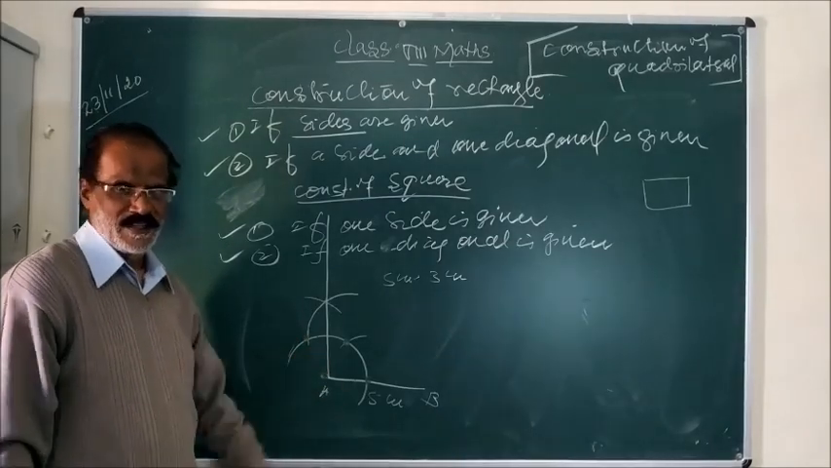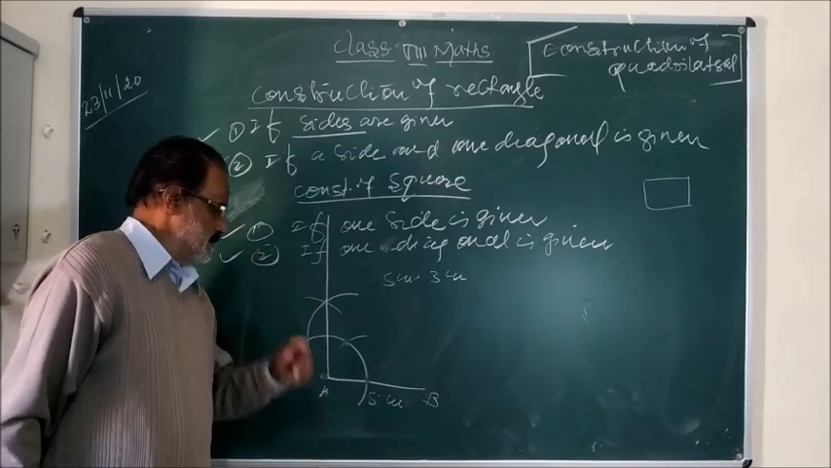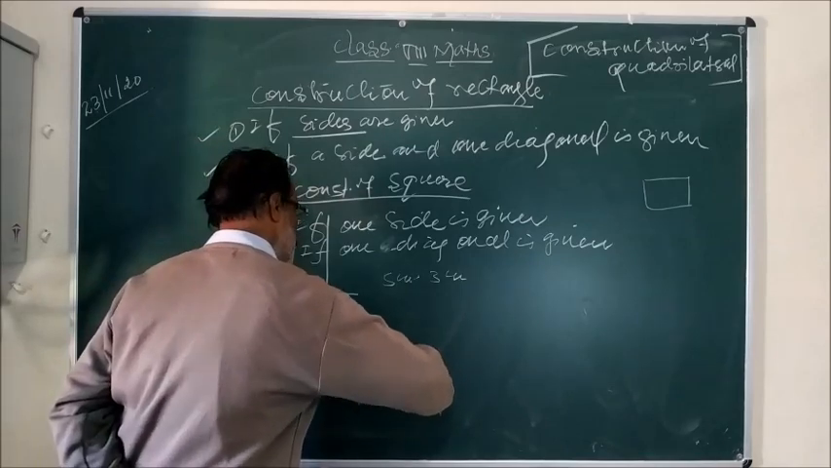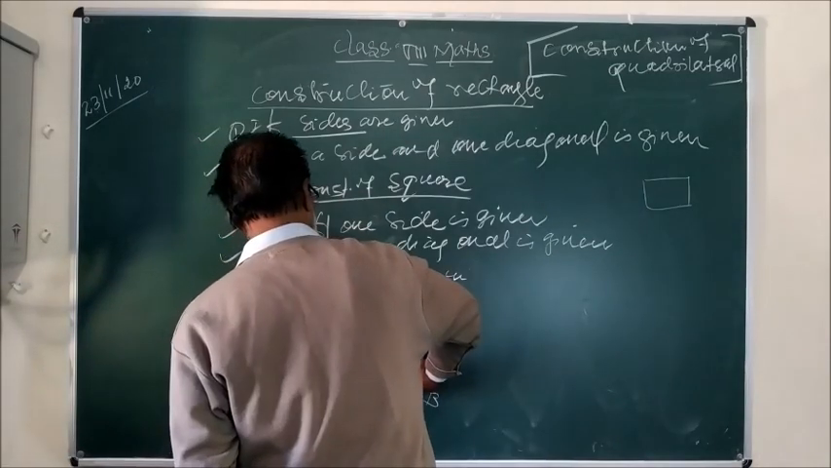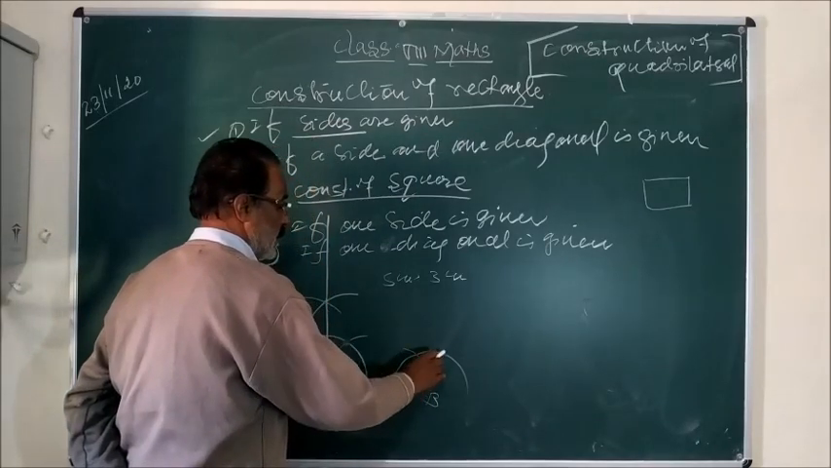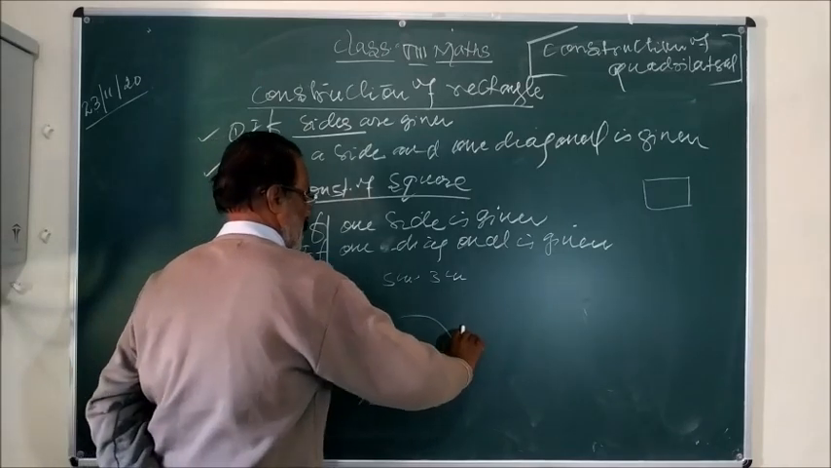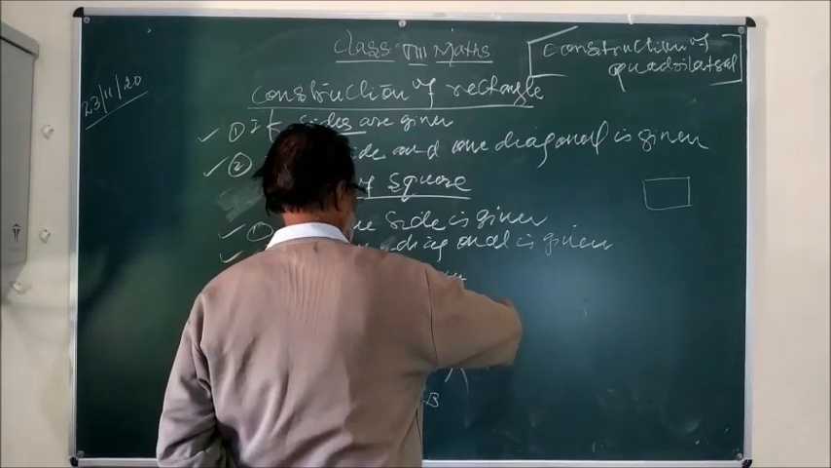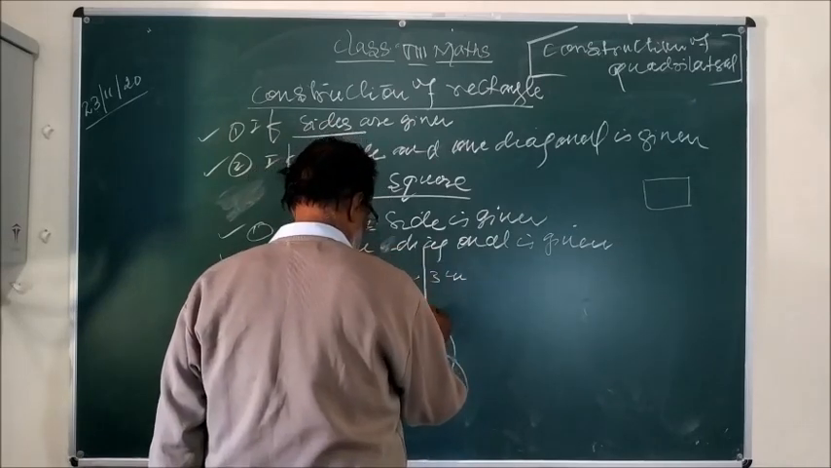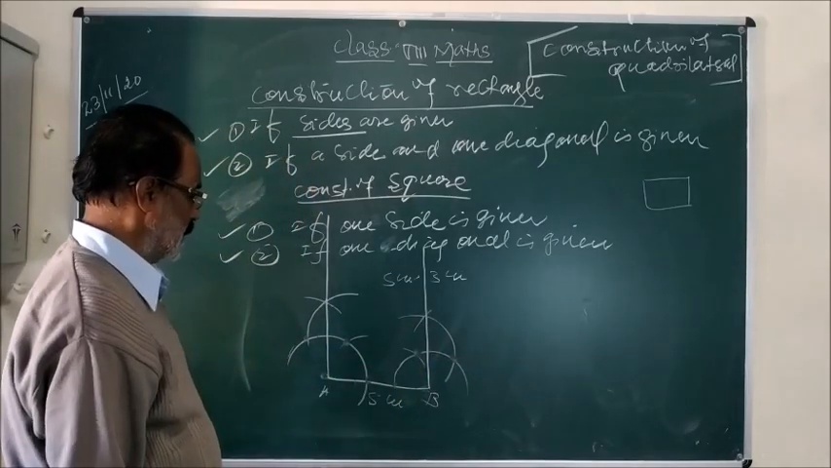You will use the geometrical box, pair of compass, and then do the same process at this point. From B, by any distance, you draw an arc. From this point, we draw another arc. Again from this point, we draw another arc. And from this point of intersection, we draw another arc. And if you join, this will be another perpendicular.